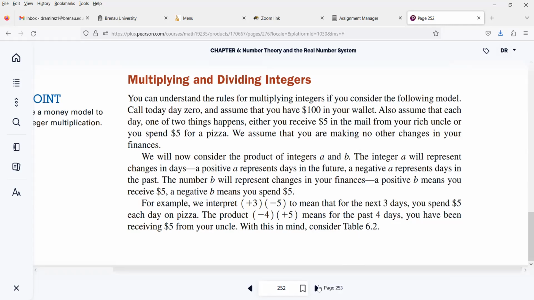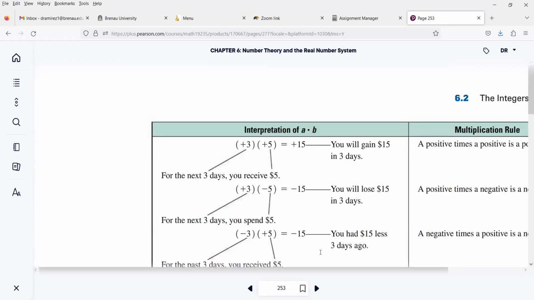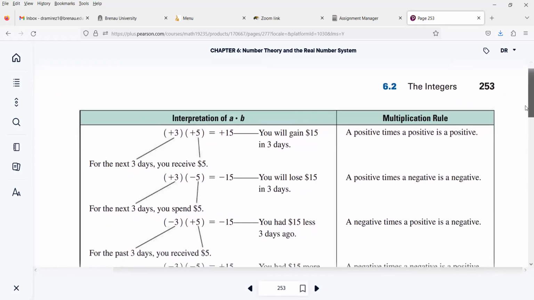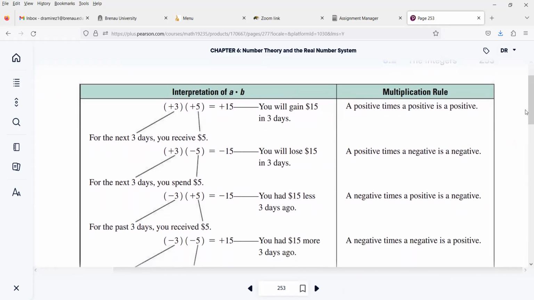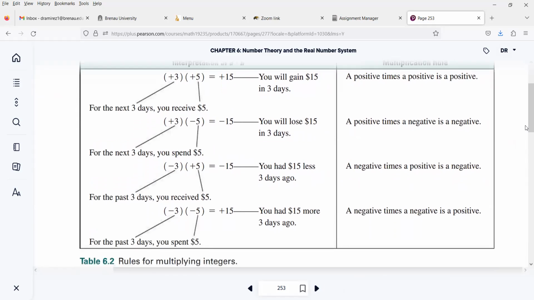With this in mind, consider the next table. +3 times +5 means that for the next 3 days, you receive $5, so you will gain $15 in 3 days. The rule is that a positive times a positive is a positive. Now the multiplication +3 times -5 means that for the next 3 days, you spend $5, so you will lose $15 in 3 days. And in general, a positive times a negative is a negative.